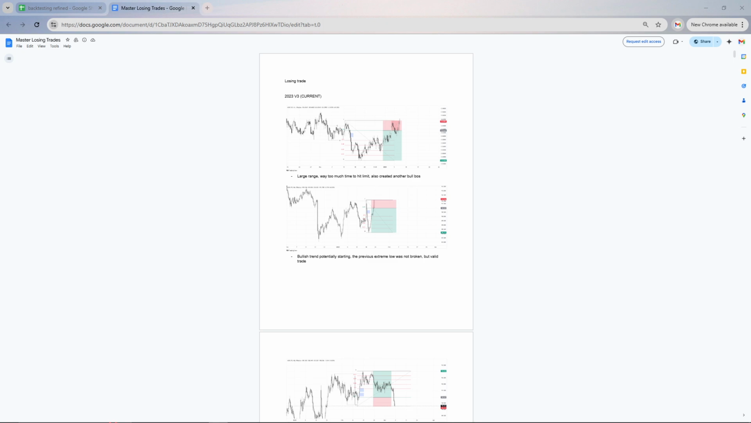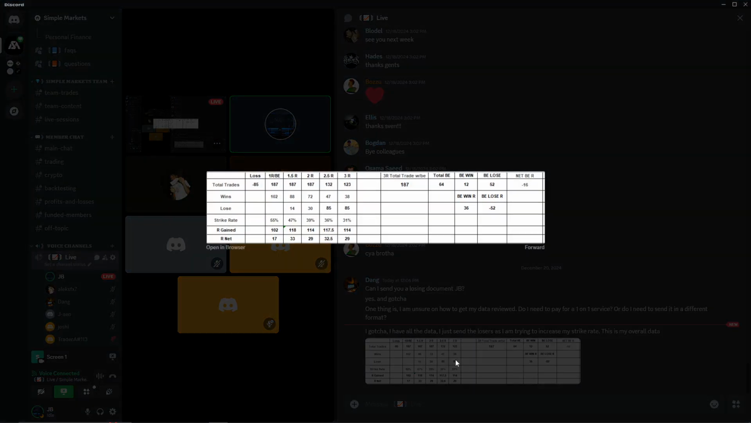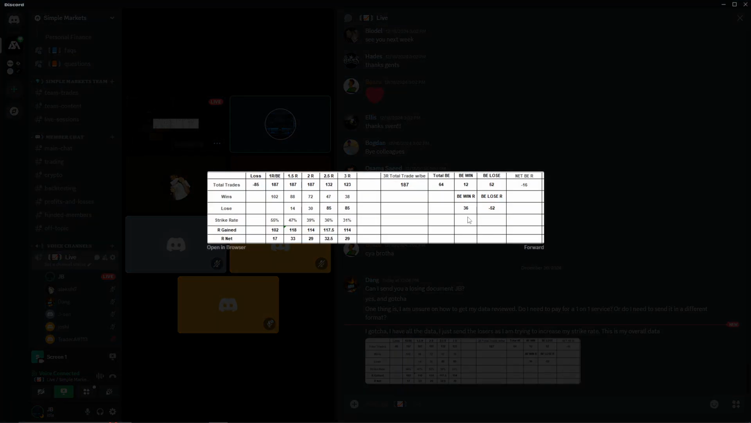So it looks like overall, I just want to make sure I'm looking at this correctly. So it looks like overall, the RR gained here was 114. No, that's incorrect here. So strike rate of 31% at 3R. Yeah, this table's throwing me off a little bit.